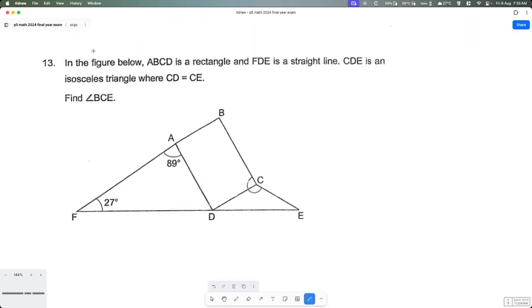Question number 13. So in the figure below, ABCD is a rectangle.